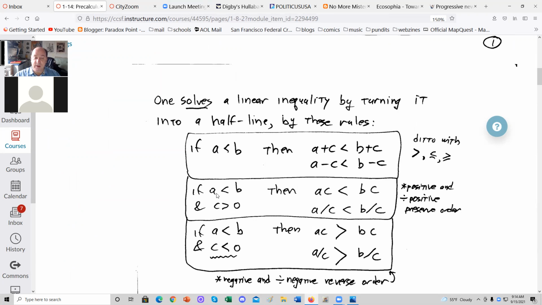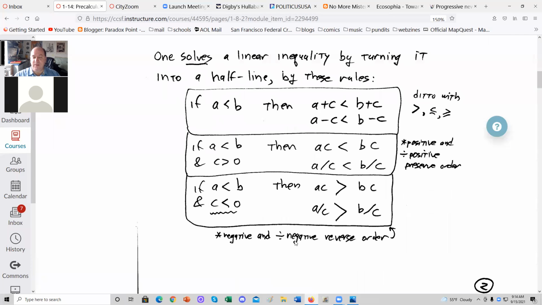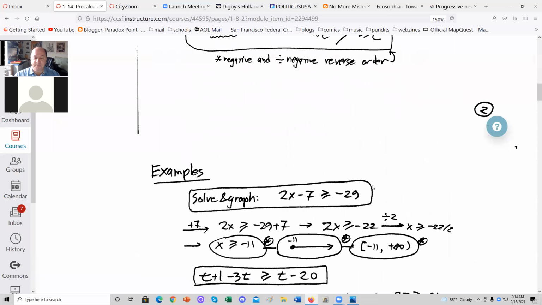Multiplying by a positive number keeps inequalities the same order. A less than b means ac is less than bc, a over c is less than b over c. But multiplying or dividing by a negative number reverses order. A less than b and c negative means that ac is greater than bc, and a over c is greater than b over c. So times a negative and divide by a negative reverses order. So it's sort of like transposition, only there's this complication of sign when multiplying and dividing.